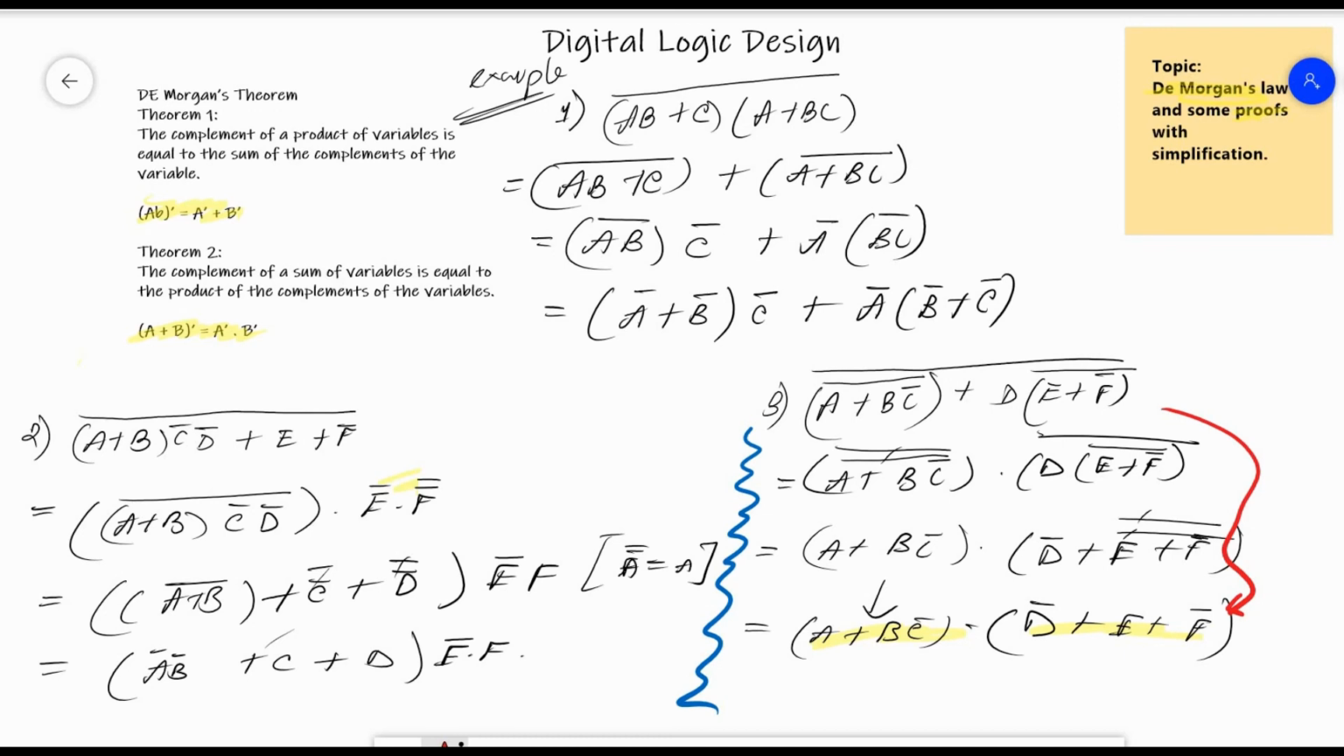So this De Morgan's law, along with the basic laws, can be used to simplify complicated Boolean expressions. We will practice and see some more simplification in our next video.